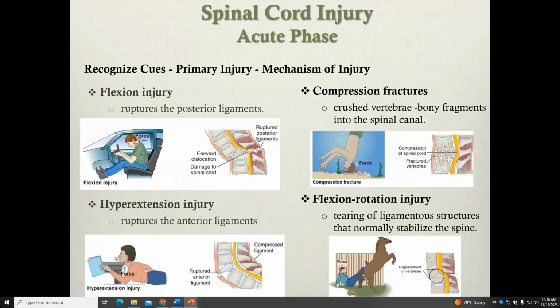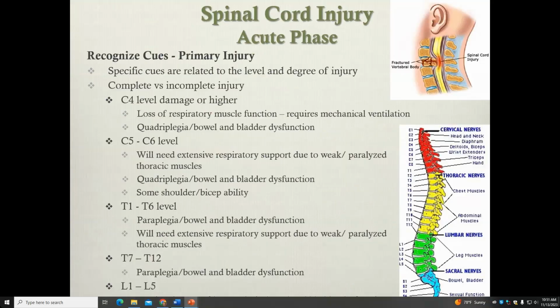Okay? So again, you don't need to know the difference between flexion, compression, hyperextension, flexion, rotation. Not going to ask you that on the test. That's just so you can see the four ways your cord can get damaged. But what we are looking for here is that the specific cues are related to the level of injury. And this is my favorite picture, because it shows chest muscles, abdominal muscles, leg muscles, and really helps you see where your breaks are going to affect your body.